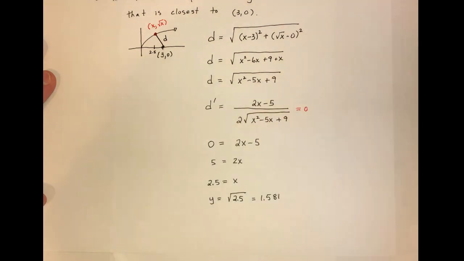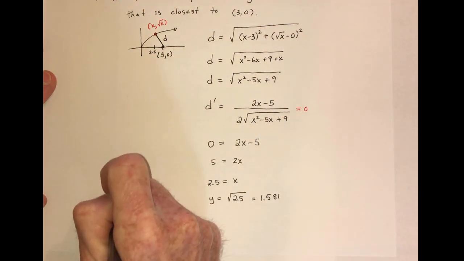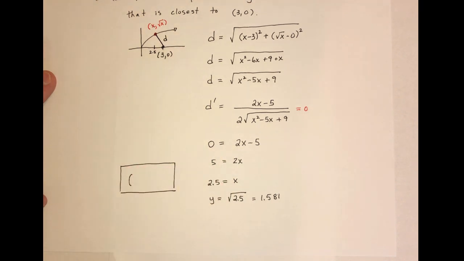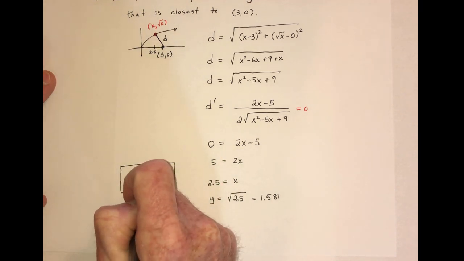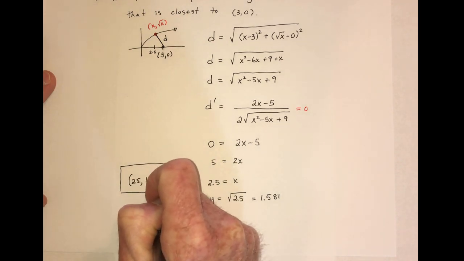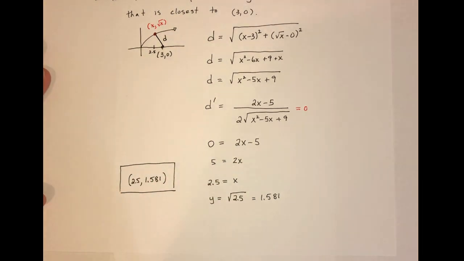1.581. And then for my final answer in this little box, x is equal to 2.5. Y is equal to 1.581. Look at that, we're already done with 2 of them.